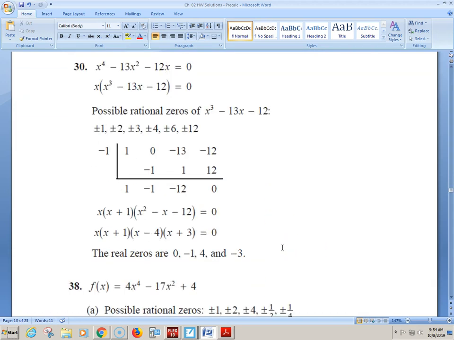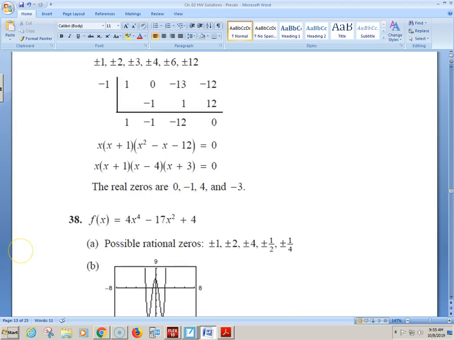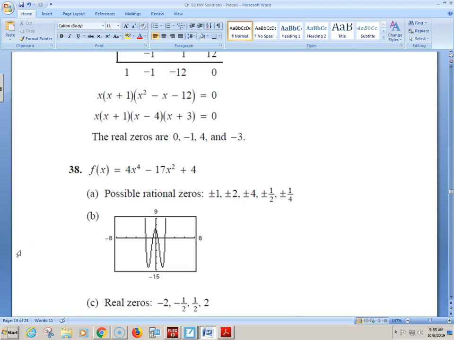Number 30. Please tell me you took out the GCF. You had tons of different possible zeros, but who's starting at 12? Come on, we all start at 1, right? Yeah. Negative 1 should have showed up pretty quickly. We have a quadratic, we factor and we're done. Oh, did you remember the 0 in front? No. I remember all your factors. Just because you pull one out doesn't mean he leaves. He's still there and he has to have a 0 too.